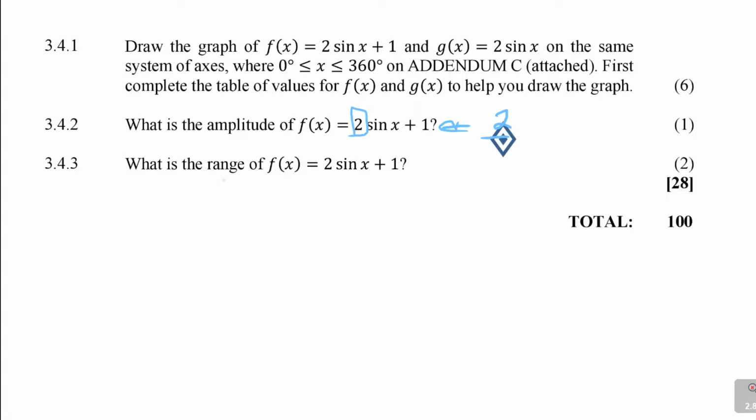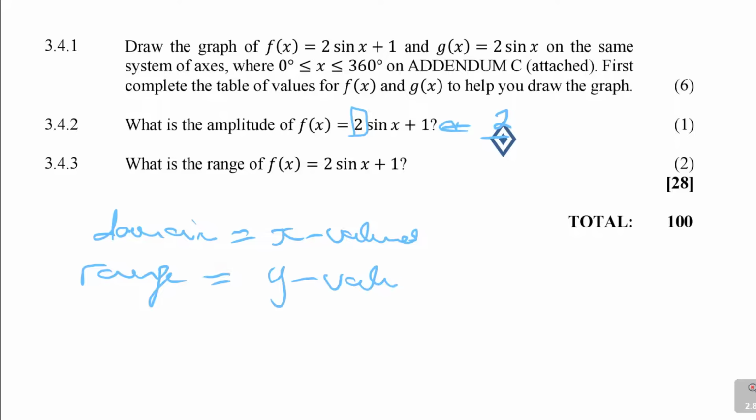What is the range of f of x is equal to that. Now, when they are asking about the range, remember we have got domain. Domain means what? Domain is equal to x values. And then range is equal to what? Y values. So when they gave you this graph, they gave you the domain, they gave you the x values. Now they're asking you for these x values, what are the values of y that are possible?